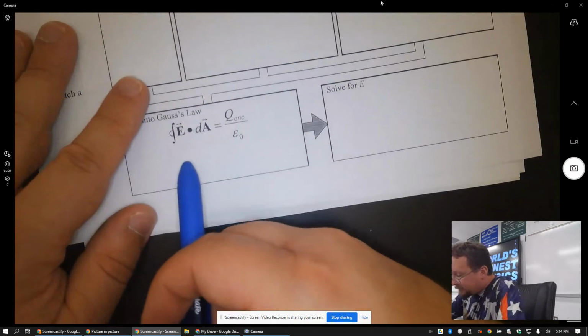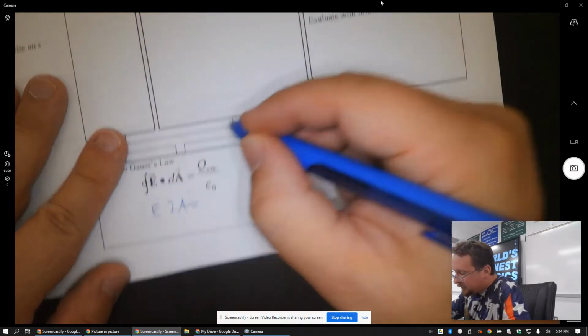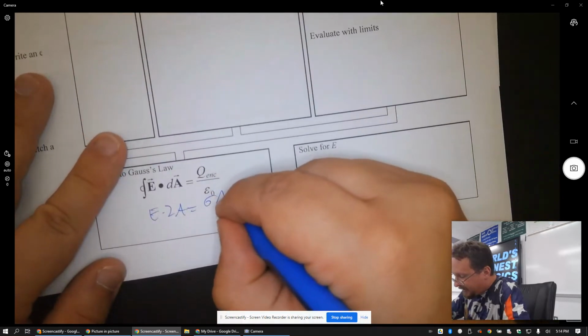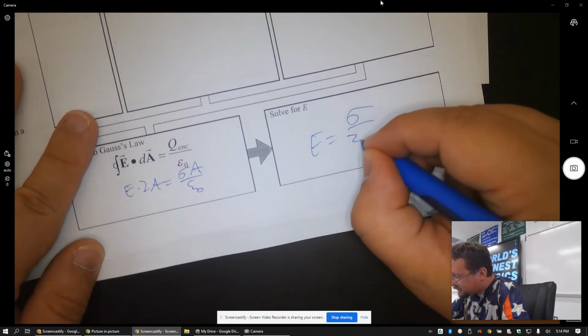Okay, so what was my integral E dot dA? That's up here, E times 2A. Q enclosed, that's sigma A over epsilon naught. So congratulations, E is sigma over 2 epsilon naught.